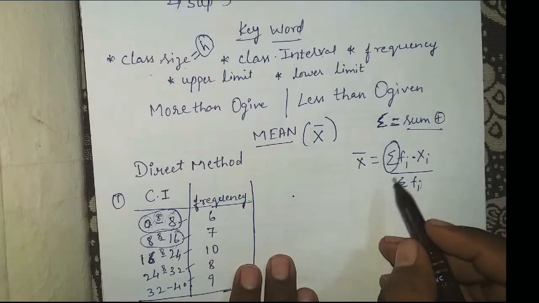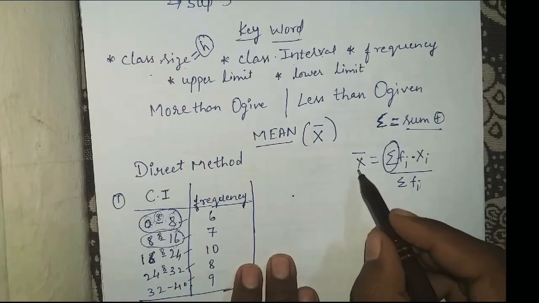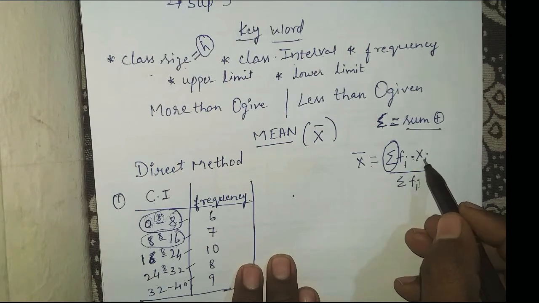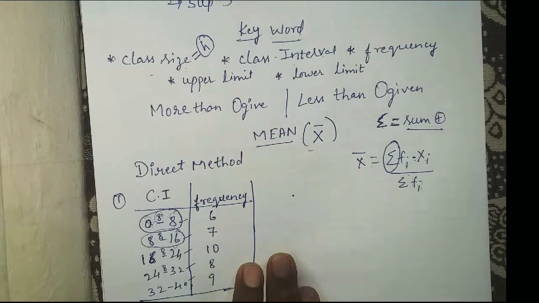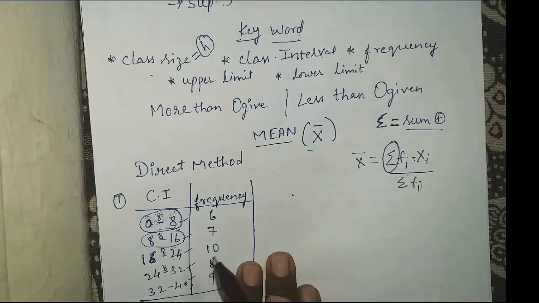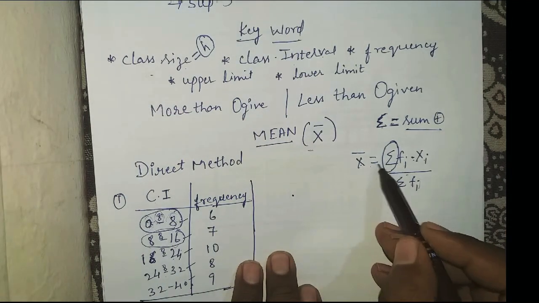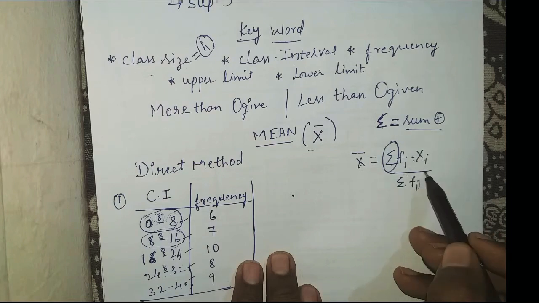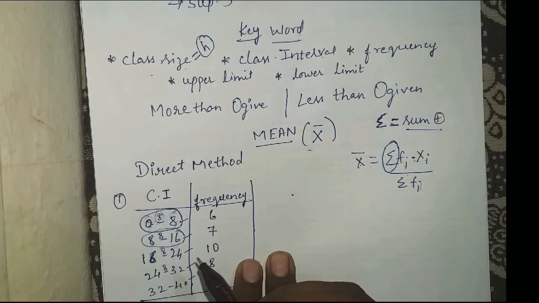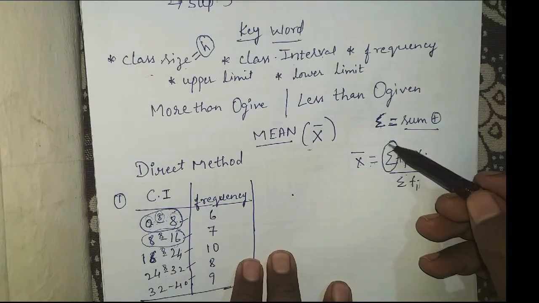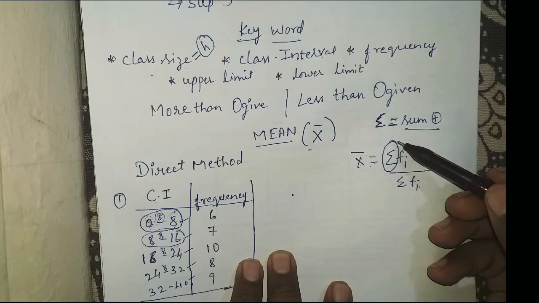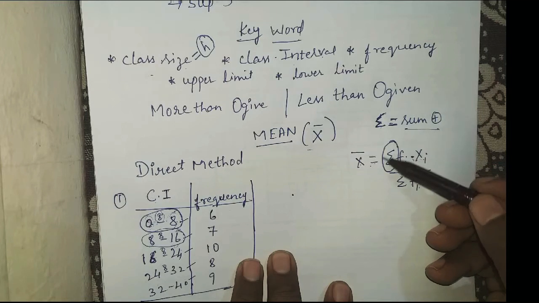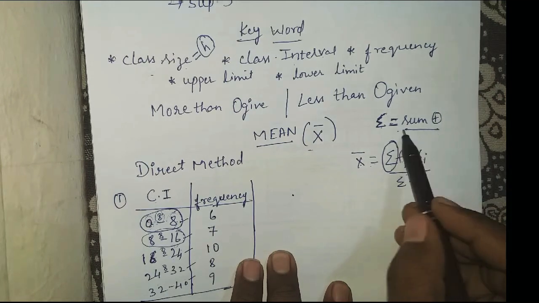To find out the direct method, we have a formula. Mean is equal to sigma fi into xi by sigma fi. This is the formula to find the mean, x bar. Sigma is a new word, right? What is the work of this sigma? To add.